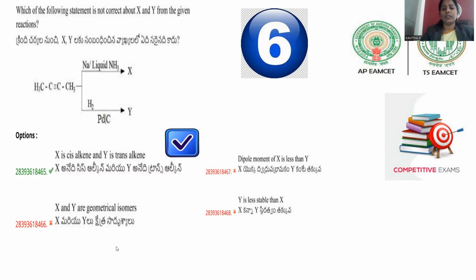This is correct only. Dipole moment of X is less than Y. Always a trans isomer's dipole moment is taken as 0, because in both directions the values get cancelled out. So trans butene has dipole moment 0, whereas this one has a larger extent. So whatever they mentioned here, dipole moment of X is less than Y, that is correct only. X is 0, Y is of somewhat larger magnitude.